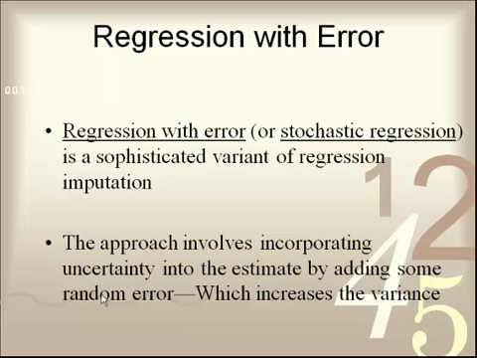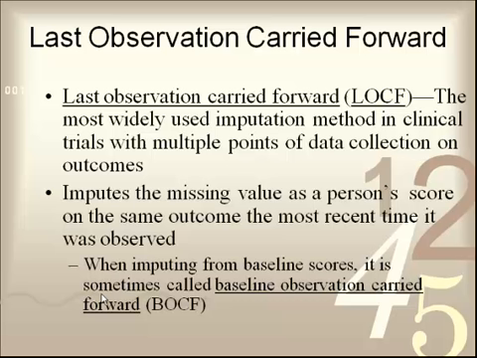But the approach involves incorporating uncertainty into the estimate by adding some random error. So what you're doing is you're plugging in coefficients, but you're also hypothesizing an error number and putting that in. And that actually increases the variance. Remember, we had issues with that when doing a mean substitution because you're not seeing a ton of variance there.